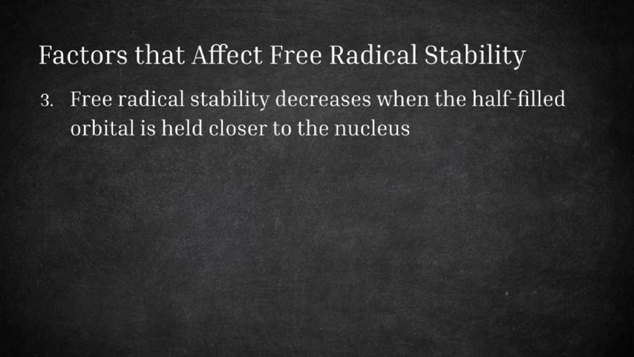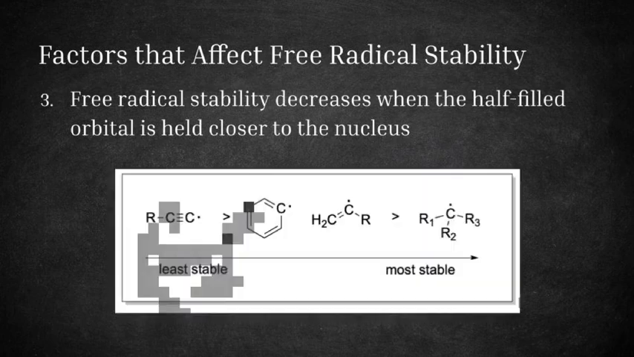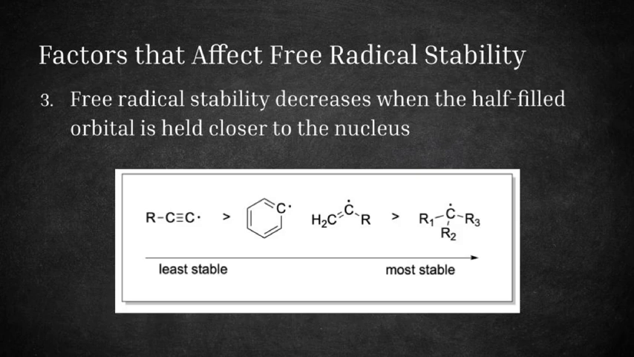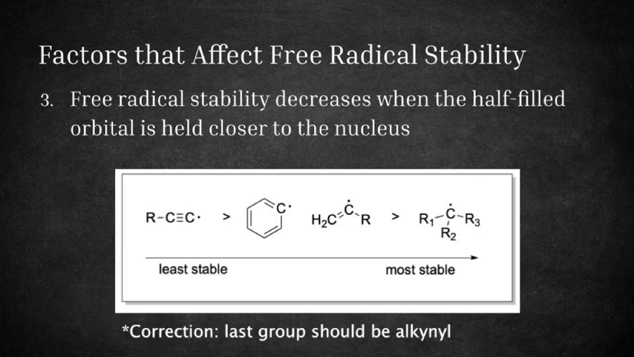Number 3, free radical stability decreases when the half-filled orbital is held closer to the nucleus. The farther the orbital is from the nucleus, the more effectively the atom can stabilize the radical, as the unpaired electron experiences less attraction from the nucleus. As a result, alkyl radicals are more stable than alkenyl or aryl radicals, which are, in turn, more stable than alkynyl radicals.